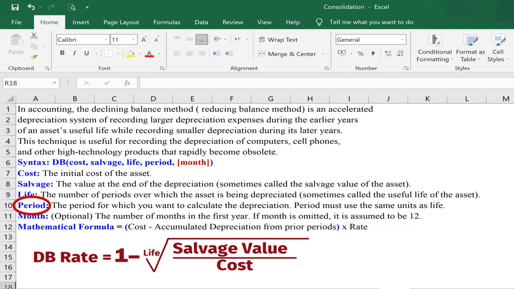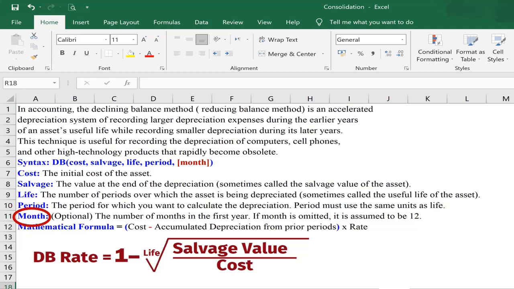Period is the period for which we want to calculate the depreciation. The period must be in the same unit as life. That means if we declare the life in years, period must be in years as well. If the life is declared in months, the period should be in months. Both units must be the same.